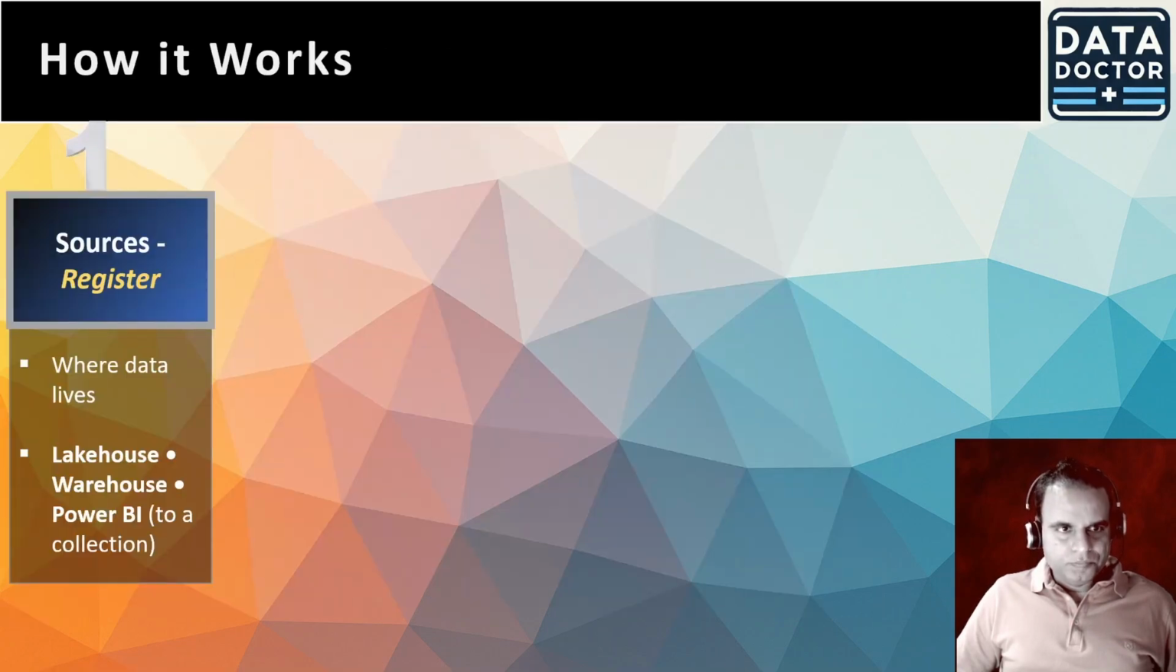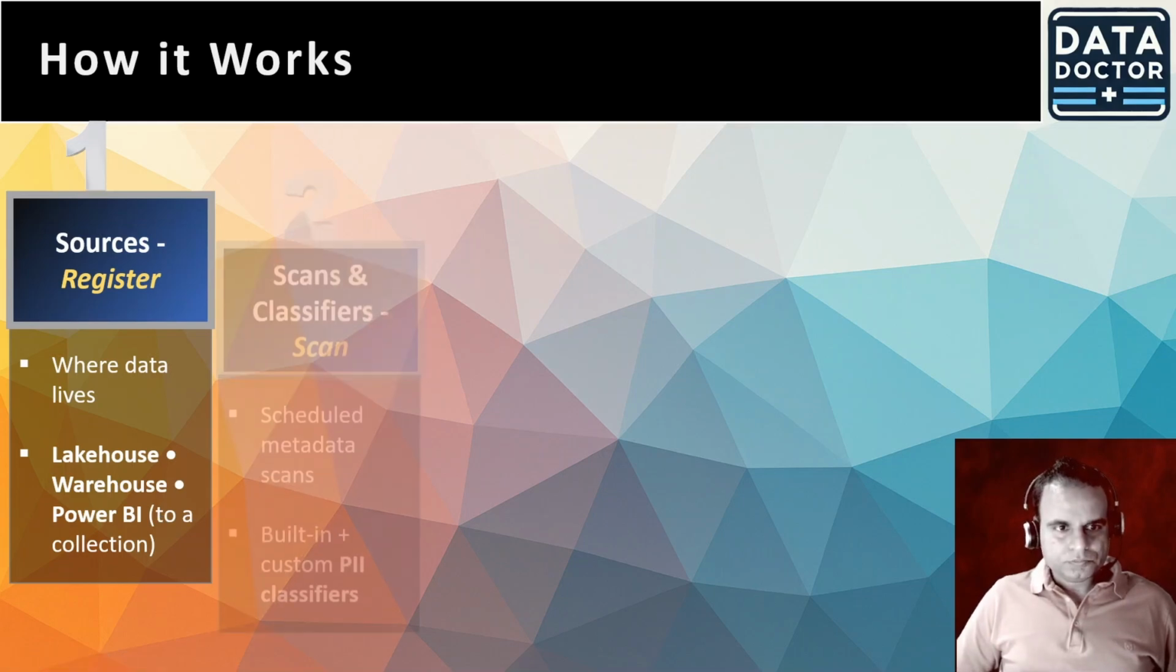Let's have a look. So how it works in Fabric. First thing is registering of the data. We have various sources as we discussed. It can be Lakehouse, Warehouse, Power BI, and it happens to a certain collection. So we register all of these sources under a certain collection, and then we are able to see all of these data sources.